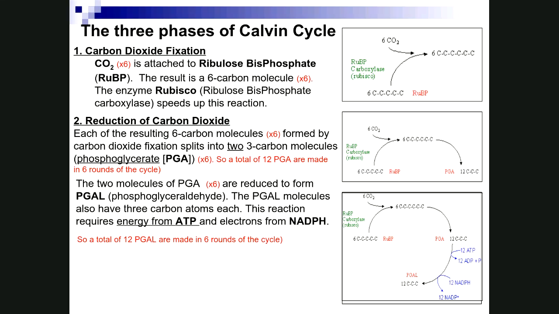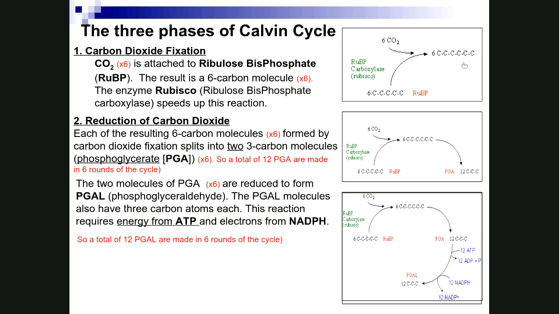Well, maybe go a little bit higher. All right, there we go. We're starting out with carbon dioxide. Carbon dioxide, of course, is 1 carbon. Over here, let's have a look at this one. We're adding carbon dioxide to this 5-carbon molecule. This 5-carbon molecule is called ribulose bisphosphate, or RuBP. So we're adding carbon dioxide to this 5-carbon molecule, and now we're making a 6-carbon molecule.